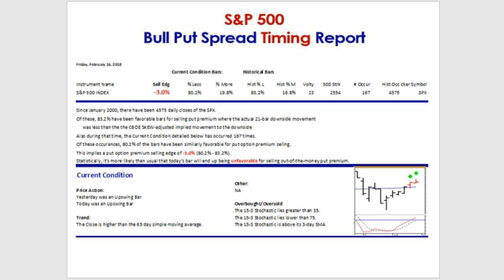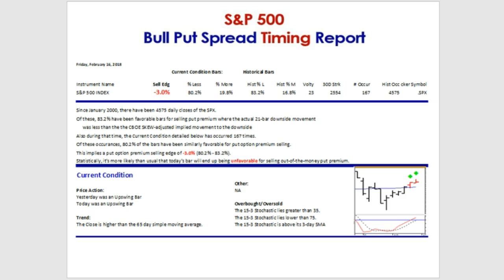So then technically we have a negative edge, a selling edge of negative 3%, because you could flip a coin and get 83.2, but our current condition turns out to be 80.2. So it's not as good. Statistically, it's more likely than usual that the current market condition will be one that is unfavorable.